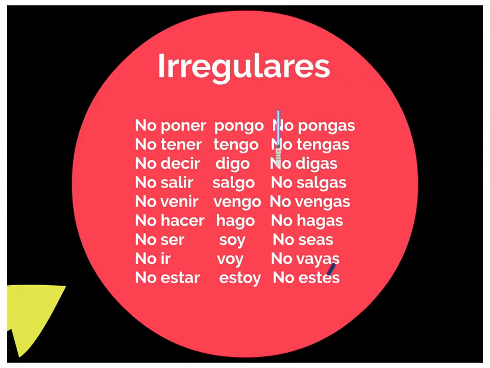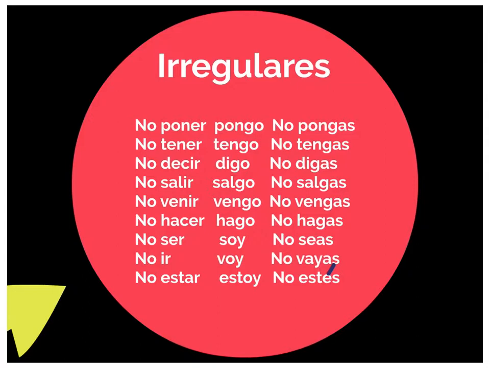Now, when you put this into the negative, you put this into the yo form, and this is what I was talking about. It's so important because no longer is it just pon, but the yo form is pongo. You drop that O and you add AS because it's an ER verb. So once again, you have the yo form, you drop the O, you add the opposite vowel and an S. So this would be an AS, no pongas. No tener, tengo is your yo form, you drop the O, no tengas. No digas, no salgas, no vengas, no hagas.